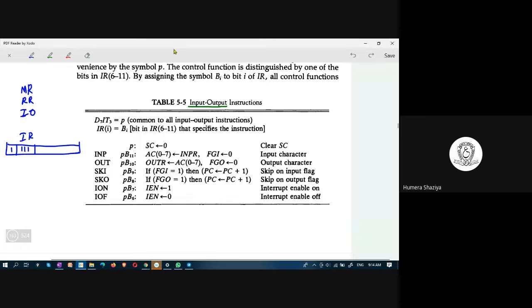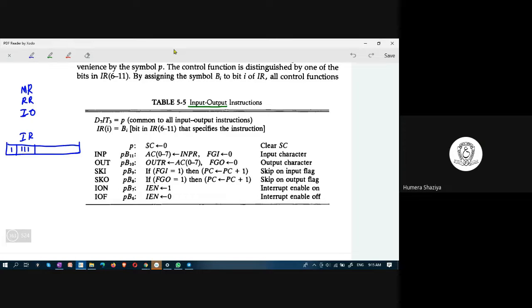P is D7 I T3. Can anyone tell me what D7, I and T3 mean? Ma'am, D7 means that triple one bit, and I is 1. Yes, all the input output instructions will start from time slot T3. So that's why it is common for all the operation instructions. That's why we can consider that as P.